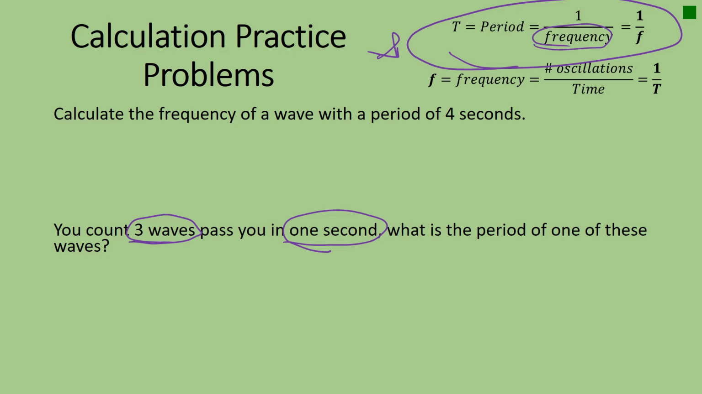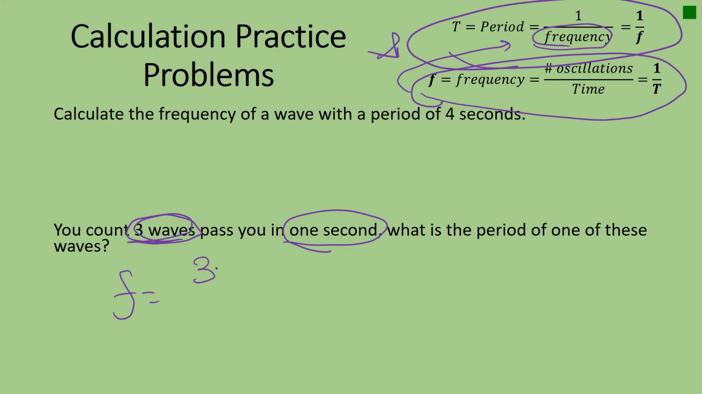So this one's a little tricky because first you're going to have to figure out the frequency and then go to the next problem. So this is a two-stepper. What you're first going to have to do is figure out my frequency. My frequency equals the number of oscillations, which is waves. So I'm going to write 3 waves divided by 1 second because that's my time.